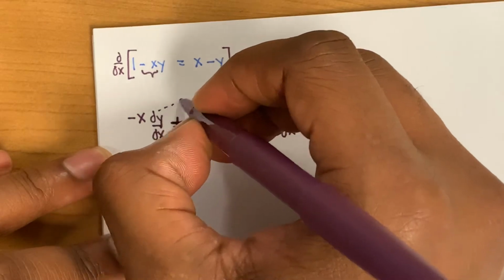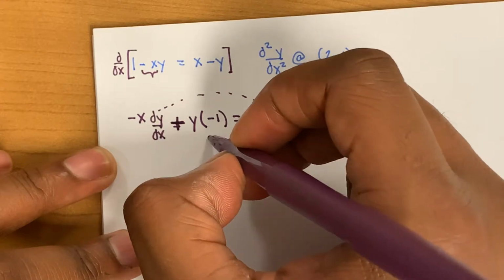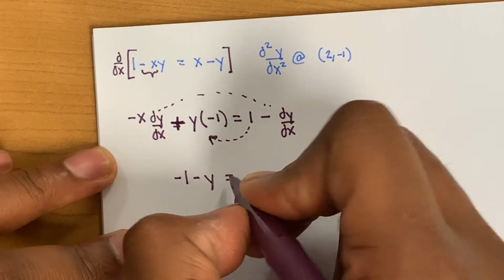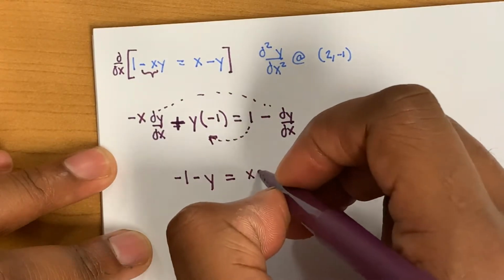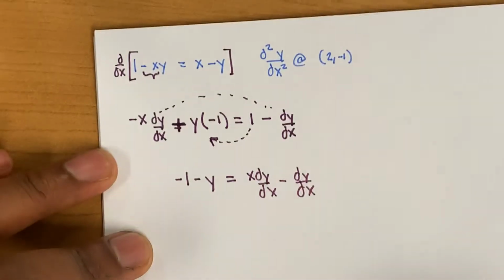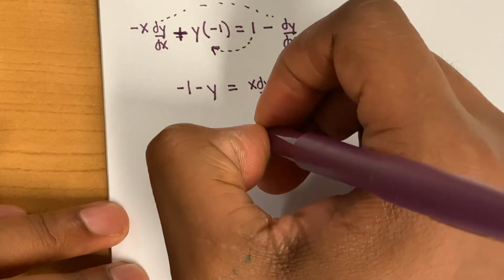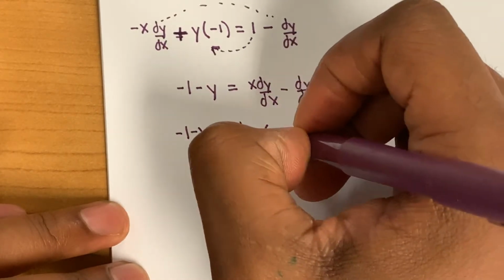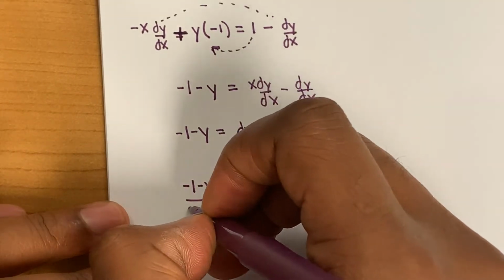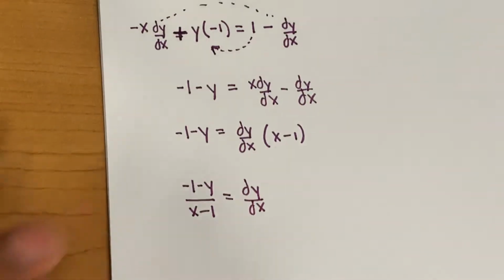And assume we move the x over here and we move the 1 over here. So we would get -1 minus y equals, we're going to add the x dy over dx, so x dy over dx minus dy over dx. And we would factor out a dy over dx, so we get dy over dx times x minus 1, and finally we get -1 minus y over x minus 1 equals dy over dx.